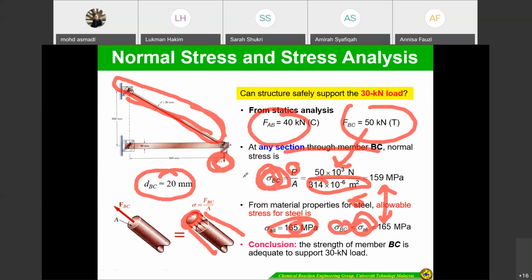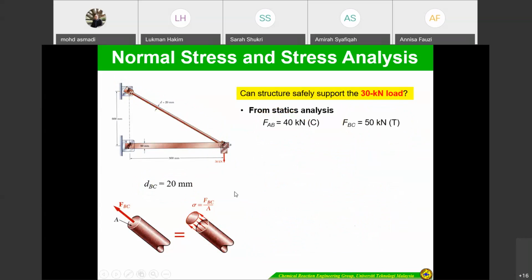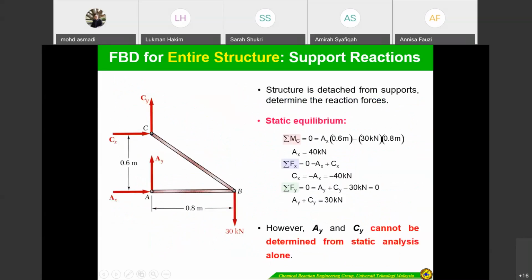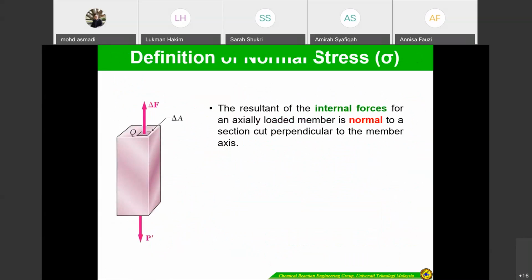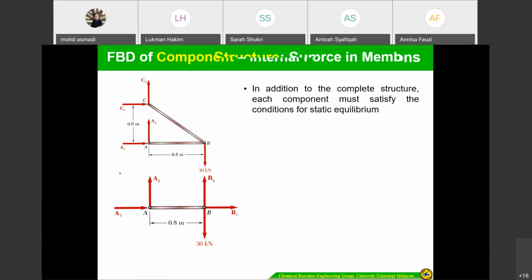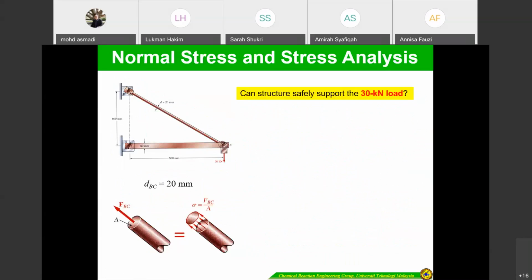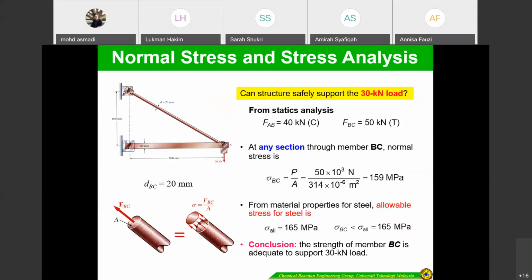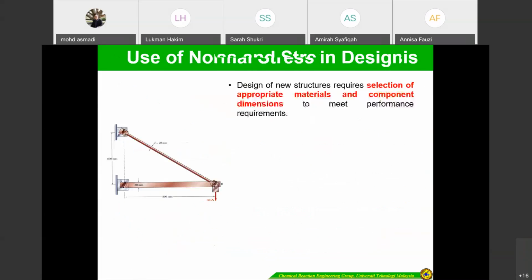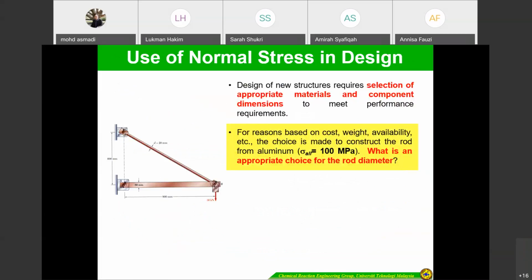So this is important to analyze the normal stress, or axial loading. Generally, we want to determine the minimum force that we can introduce to the beam or the truss.